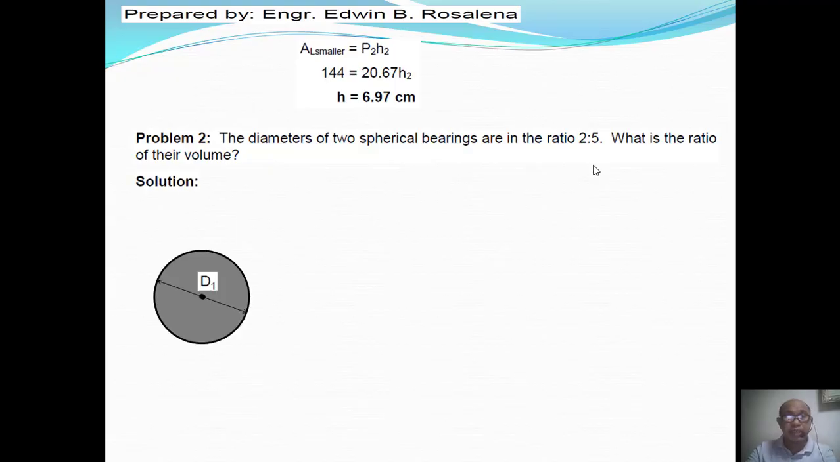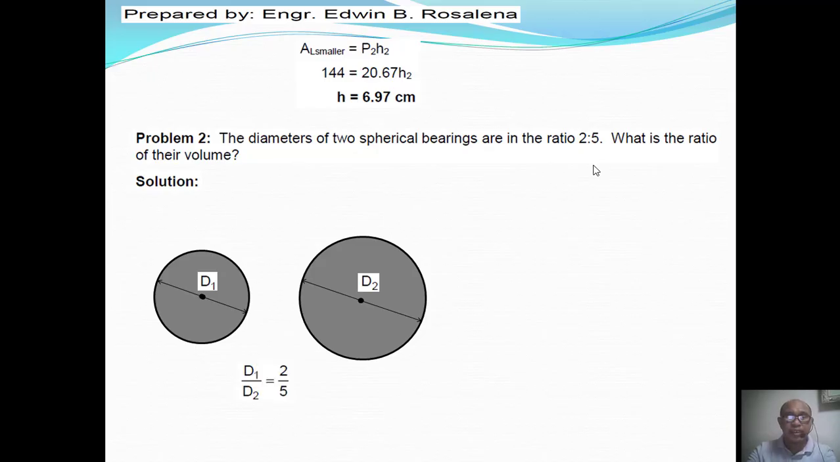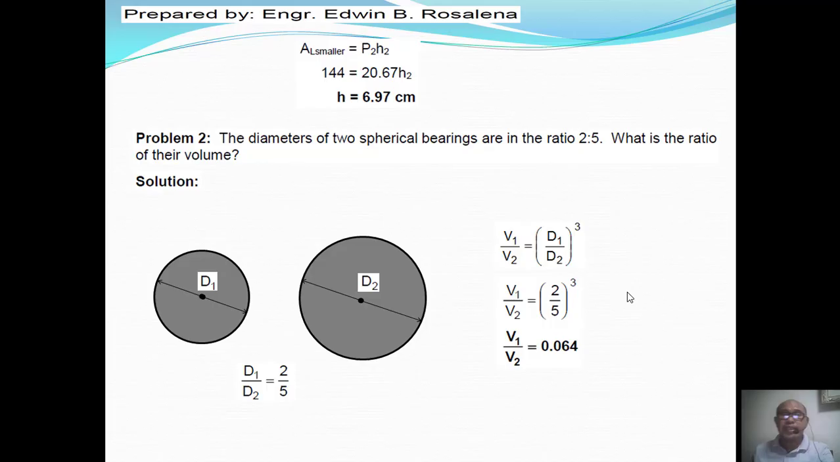So this is the diameter D1 of the first, then diameter D2 of the second. D1 over D2 is 2 over 5. So the ratio of the diameters, D1 over D2, is 2:5. What is the ratio of the volumes? Very simple. V1 over V2 is equal to (D1 over D2) cubed. The volume ratio is equal to the cube of the linear dimension ratio. It's easy. 2 cubed over 5 cubed is 0.064. Okay? Got it?